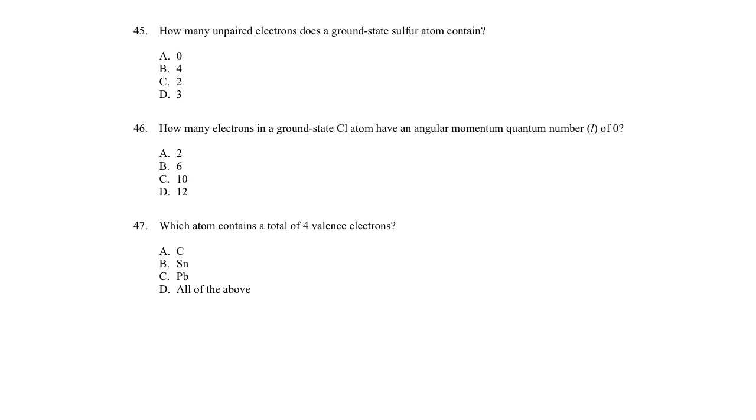How many unpaired electrons does a ground state sulfur atom contain? So sulfur is neon 3s2 3p4, like oxygen. So 3s, and then the 3p subshell would look something like the 2s electrons spin paired, and then 1, 2, 3, 4. So we should have 2 unpaired electrons.